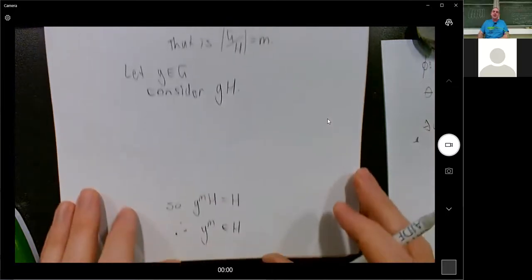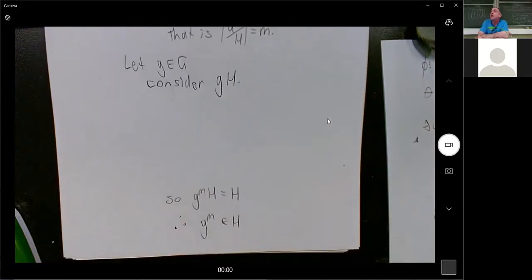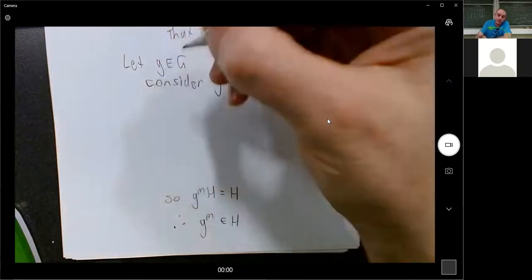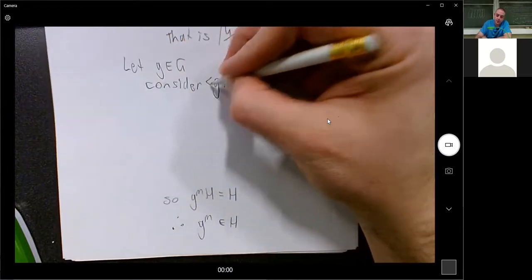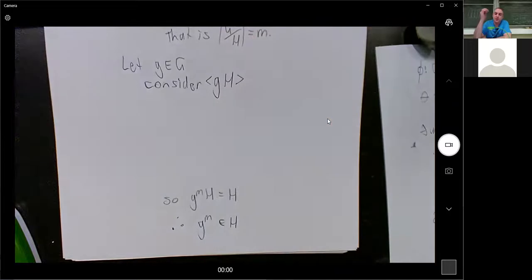I'm going to consider gH and not worry about the group itself at the moment, because everything has to come from the cosets. Well, I don't know if it has to, but I'm going to assume it has to. Let's consider the subgroup generated by gH.